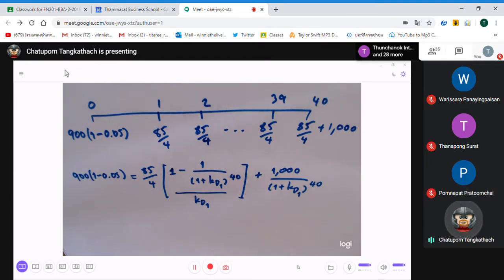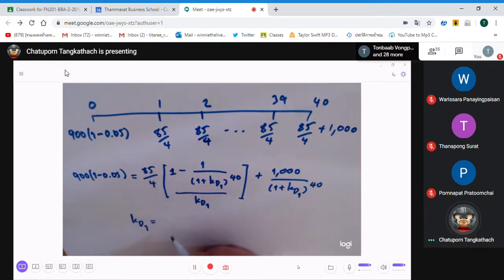Is it okay? This is how you write down the equation to calculate cost of debt for lot number one. And from here, the next row, right? You just calculate it and answer me what is the cost of debt per year.